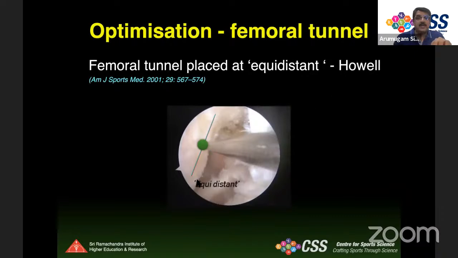And as explained by Stephen Howell, it's the equidistance at the footprint. It's a 12 o'clock, it is the low here. This is where the PL bundle is, here is the AM bundle. So the midpoint is what we take. This is the point we need to get. And we try to reach it transtibially. If we don't get it, we don't compromise. We drill this through the middle portal.